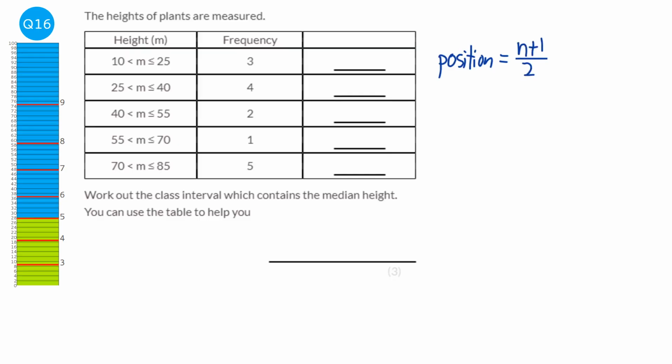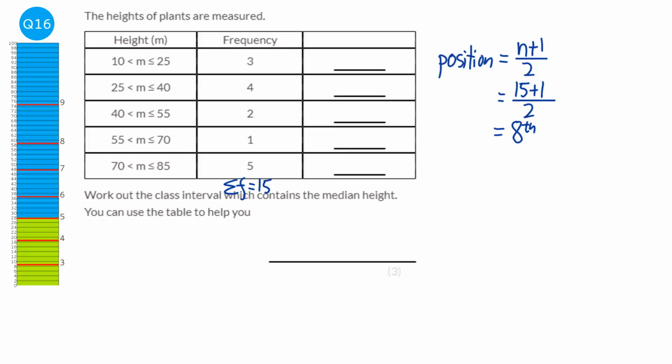So we need to find out what n is, and we do that by adding up all the frequencies there. So let's add those together and you get the sum of f. Those add up to 15. If you do 3 plus 4 plus 2 plus 1 plus 5, you get 15. And so we've got 15 plus 1 divided by 2. 15 plus 1 is 16, divided by 2 is 8. So the position of the median is the 8th position.